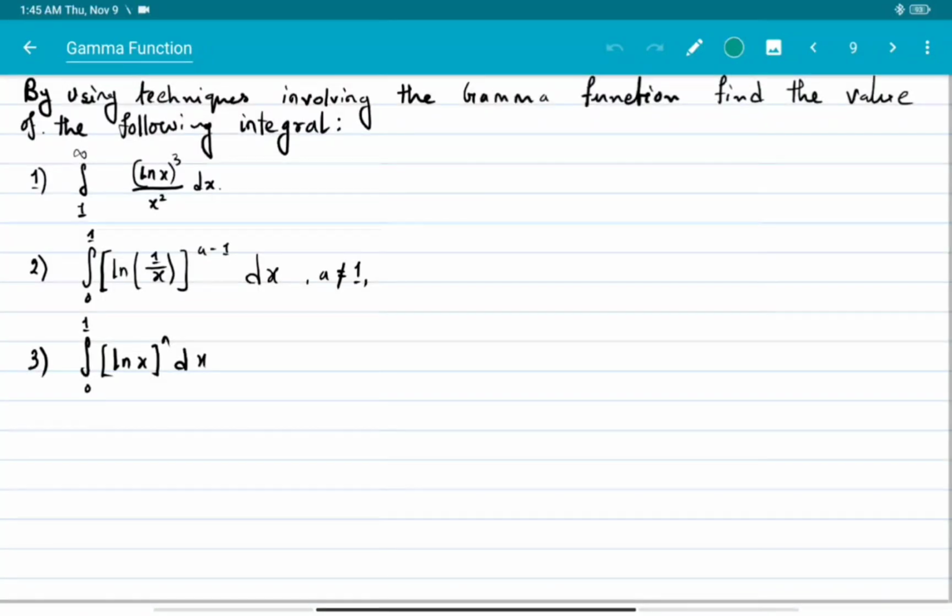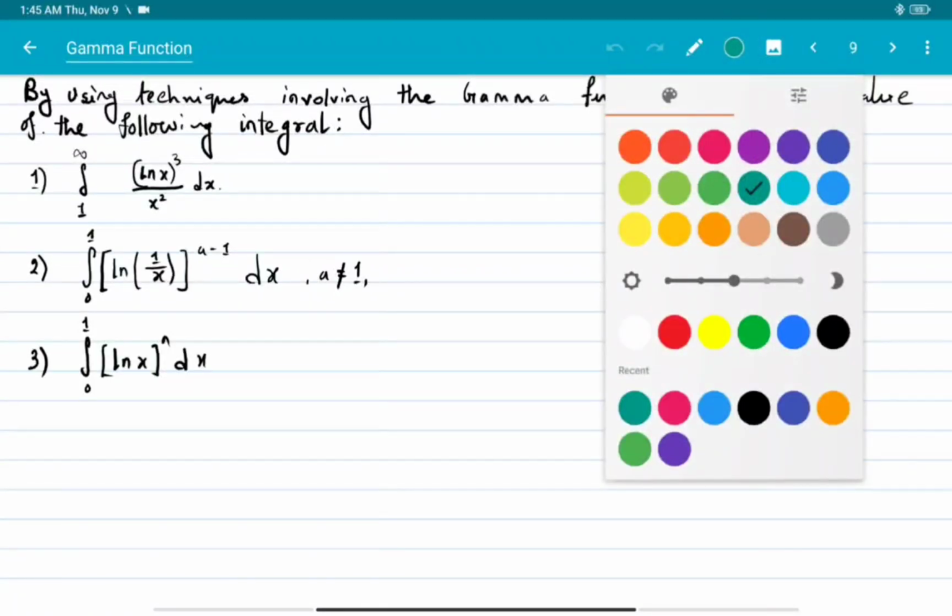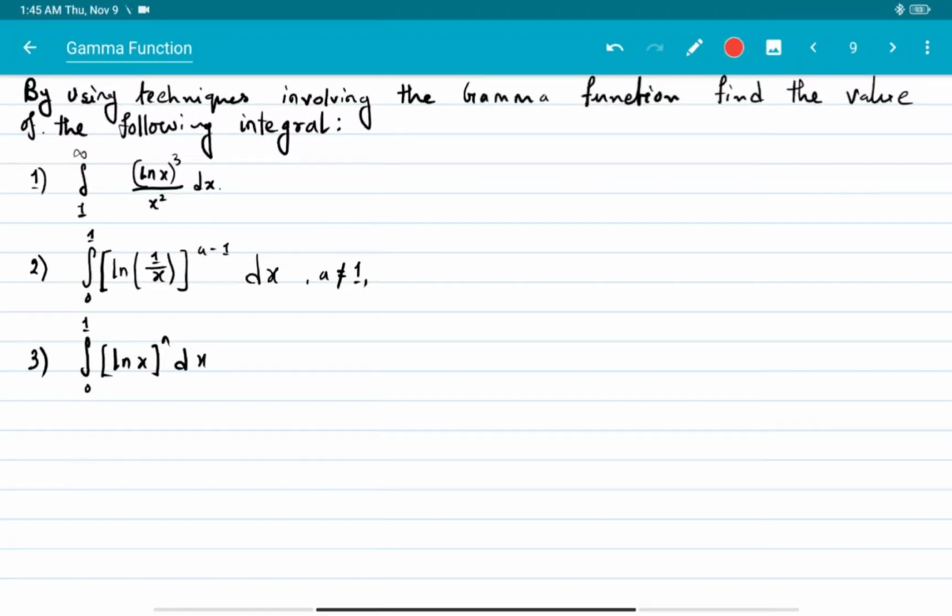So next problem. It is asked that by using techniques involving the gamma function, we find the value of the following integral. So for the first one, we'll do the substitution in this way.